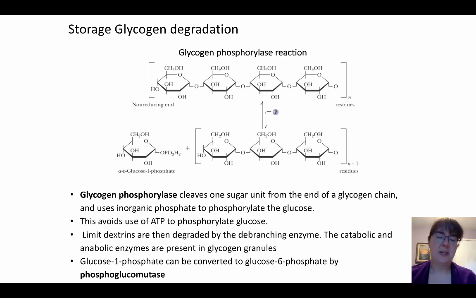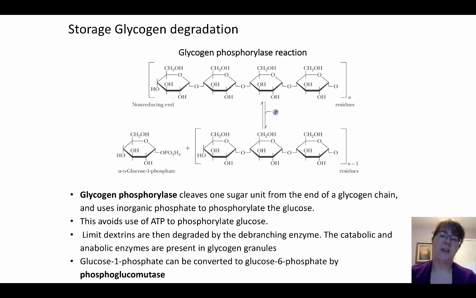Because it's phosphorylating using inorganic phosphate, this is something that's going to be able to go into glycolysis, and it does not use an ATP molecule. So it is phosphorylating that single unit, but with inorganic phosphate, so no ATP required. Those limit dextrins are still going to be degraded by the debranching enzyme. This glycogen phosphorylase is still going to have similar problems that the amylase has, and so it's still going to need a debranching enzyme to help even with storage glycogen.